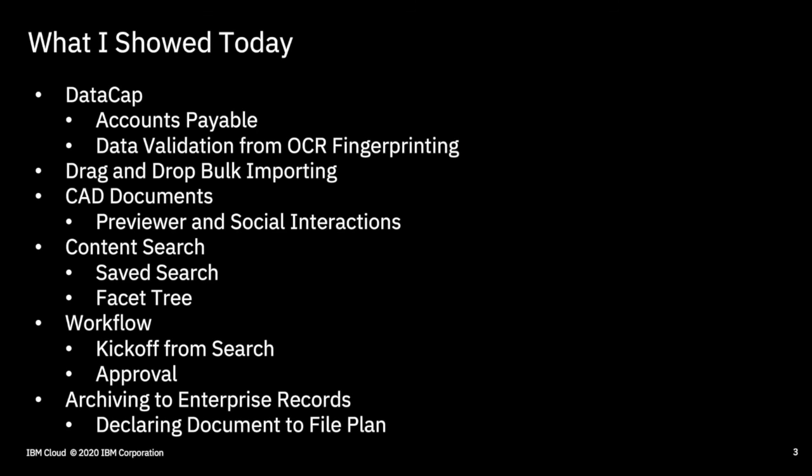Next, we transitioned over to FileNet Content Manager, where I showcased the bulk importing via drag and drop capabilities from a local file system, and then showcased CAD documents where you can use the previewer as well as social interactions that are enabled within our tooling. From there, we did content searching based on a safe search as well as a facet tree search, and from that search kicked off a workflow that we were then able to gain approval for and close out. Finally, we declared an older document over to our enterprise records file plan and were able to confirm that it was reflected in both our content manager as well as the enterprise records system.